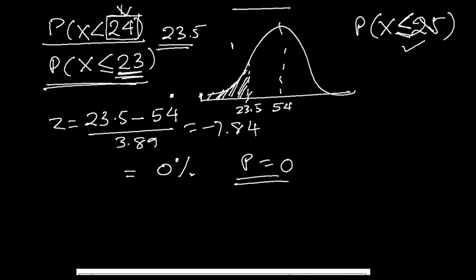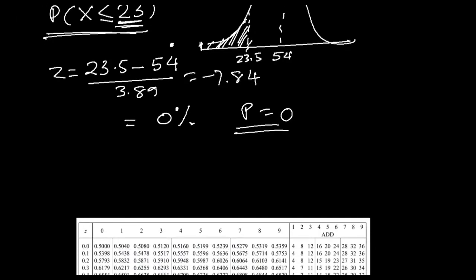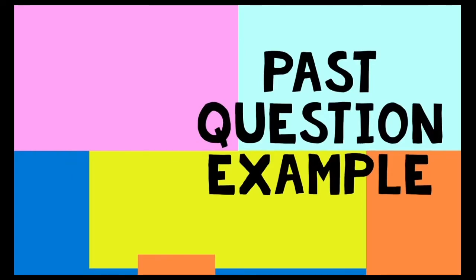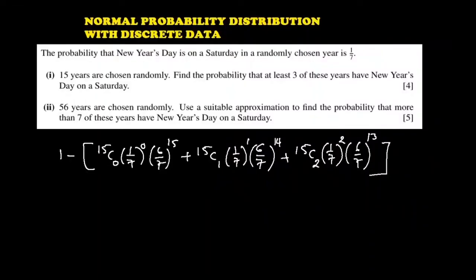Now let's take a real life past paper example to see where we will have a proper answer. Here is a real exam question example, where they're saying that the probability that New Year's Day is on a Saturday is 1/7. We know that one day out of 7 days is a Saturday. 15 years are chosen randomly. First part says, find the probability that at least 3 of these years have New Year's Day on Saturday.